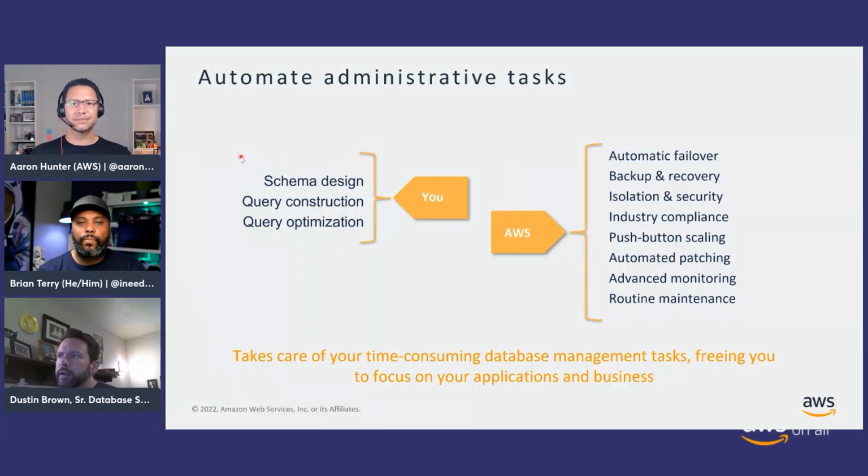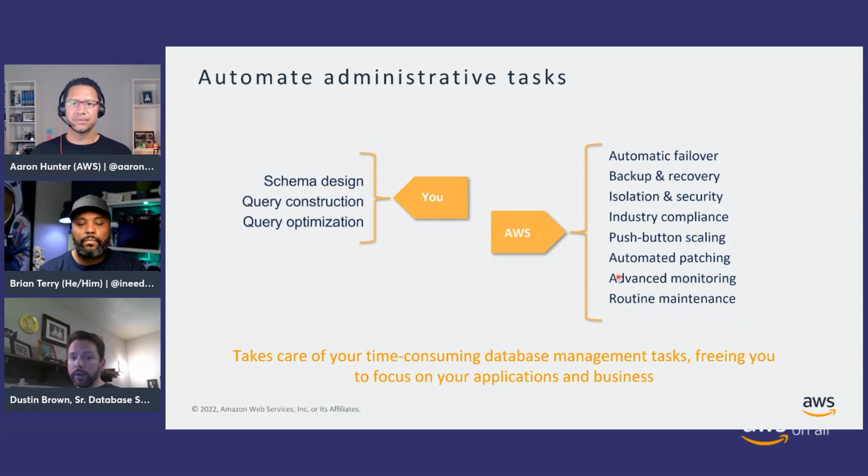You'll see on the left-hand side here, you have the administrative tasks that you're still responsible for in the Amazon RDS or Aurora world. You're responsible for the schema design, the query construction, the query optimization. AWS now takes care of the automatic failover, the backup and recovery, the isolation and security, the industry compliance standards, push button scaling, so being able to scale your instance up and down, automated patching, advanced monitoring, with 3 different monitoring platforms included inside of this, and then also for the routine maintenance of the hardware and to some degree the operating system, and to some degree the database patching.